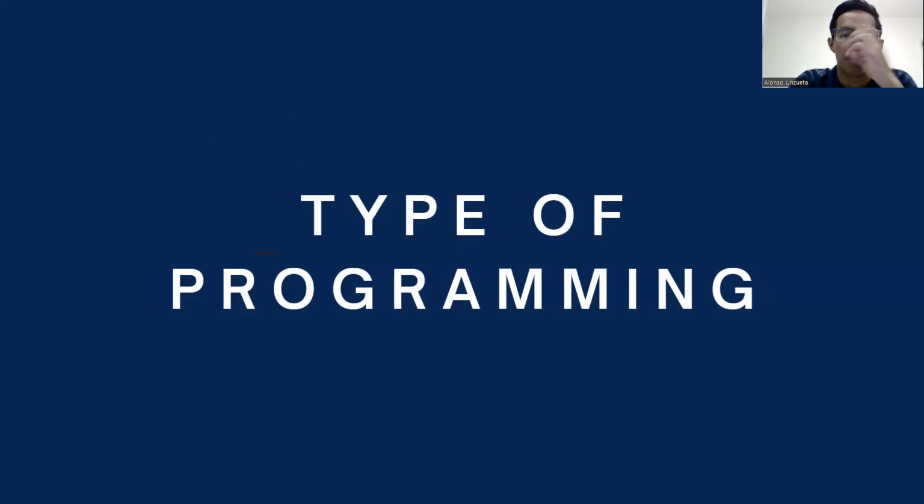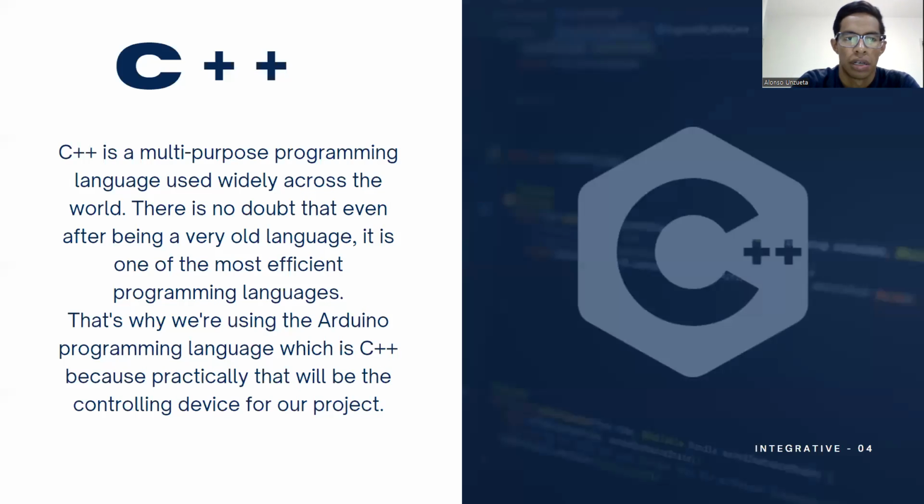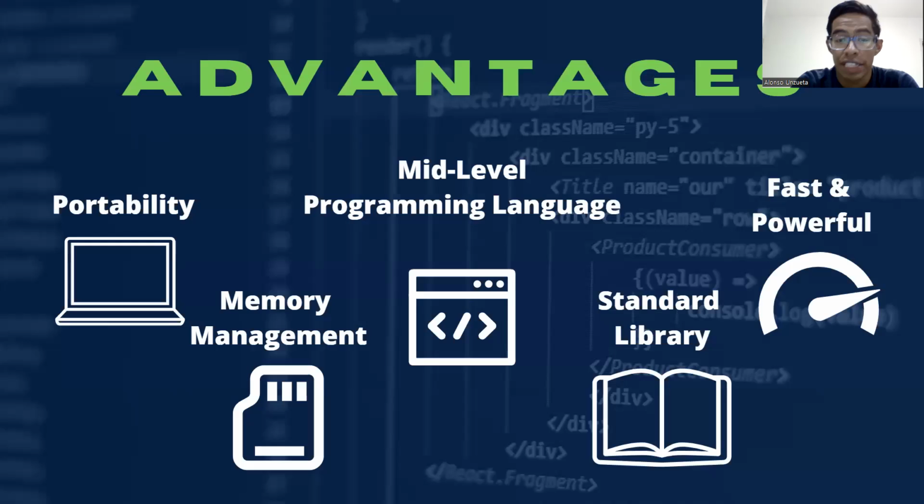The type of programming that we are going to use is based on C++ language. C++ is a multi-purpose programming language, and it is one of the most efficient. And also Arduino is based on this structure, on this language. But why are we going to use this type of language? Well, we found some reasons, some advantages at the hour of using this language.